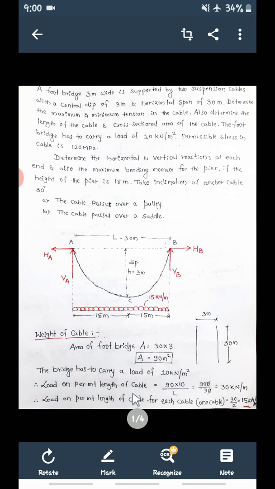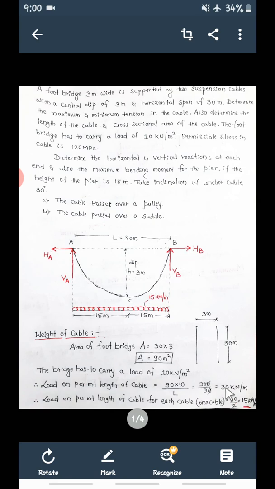So, load on cable per meter length. Means for 1 meter length of the cable, how much load? 30 kilonewton. Okay, this includes both the cables. One cable is here and one more cable is here. So for two cables, how much load? 30 kilonewton per meter.